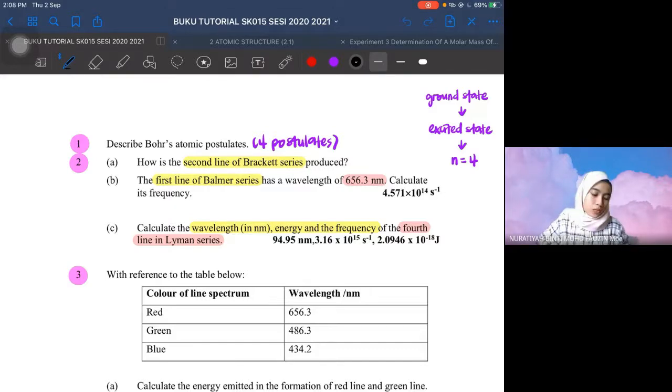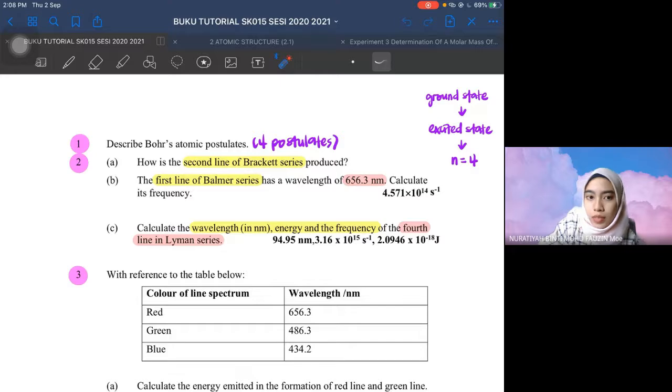So for number 1, we ask you to describe Bohr's atomic postulates. In your notes, there are 4 postulates that you need to know and understand. So just take the content from there. Anyone want to share with us one of the postulates?